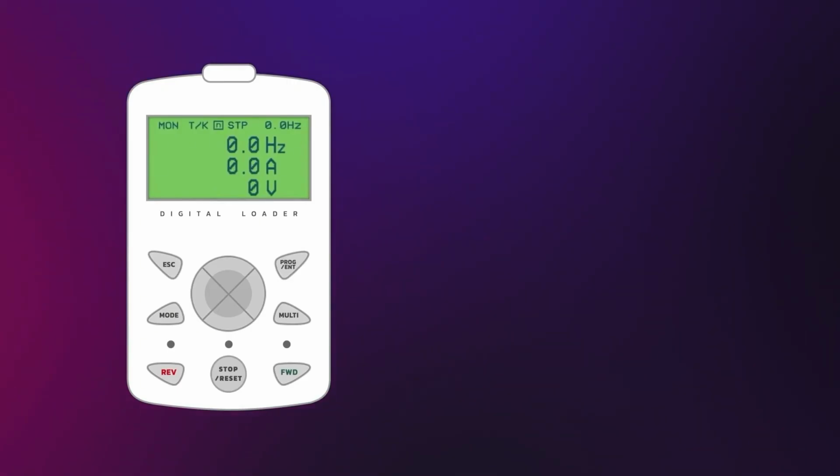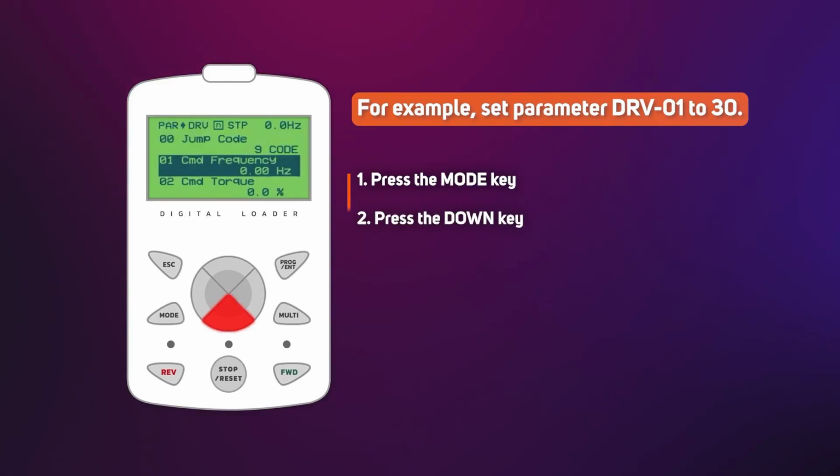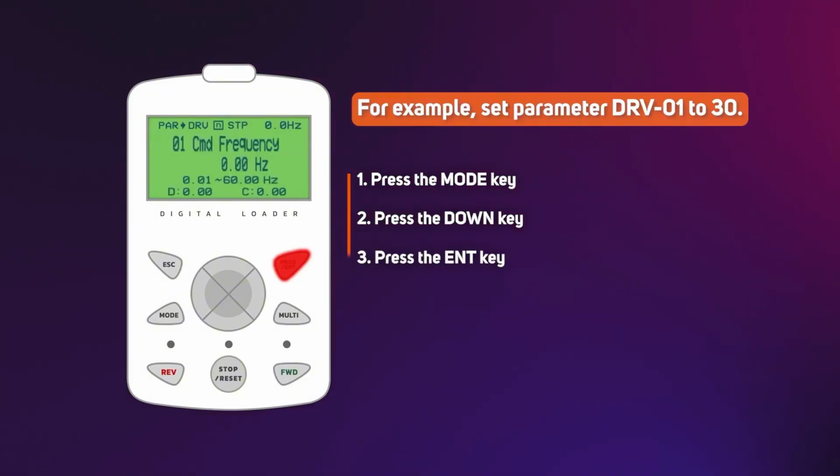As we said, to enter the parameter menu, we need to press the mode button. We press the mode button. We see that we've entered the parameter menu. Right now, we're in the DRV group, which is the first parameter group of the LS inverter. We press the down button once to go to the DRV01 parameter. To enter the DRV01 parameter, as we said, we use the enter button. We press the enter button to enter this parameter.